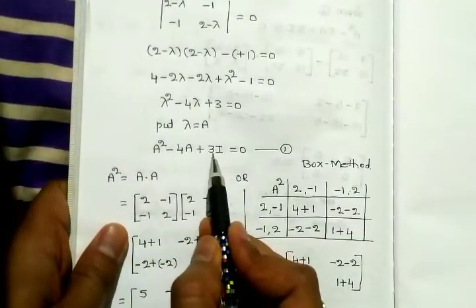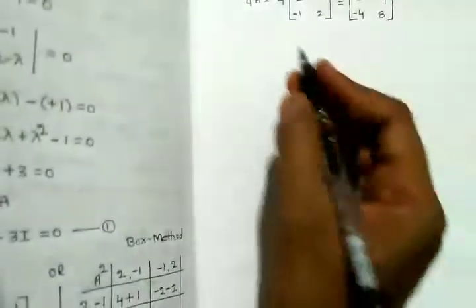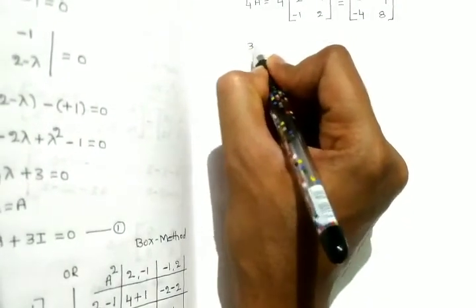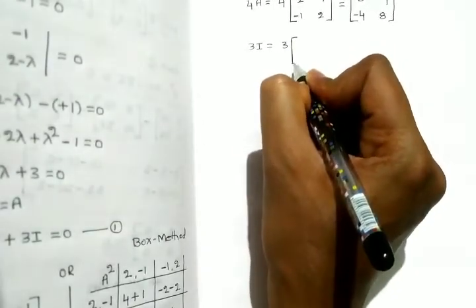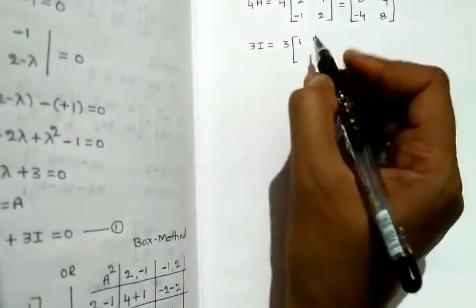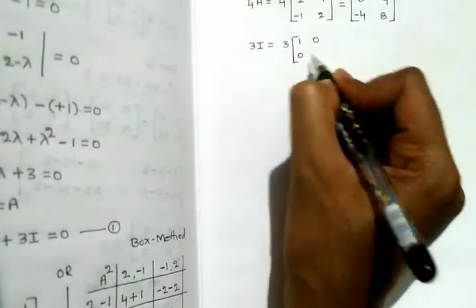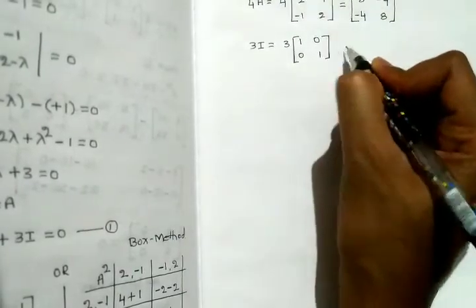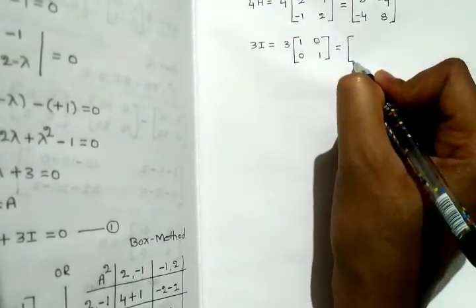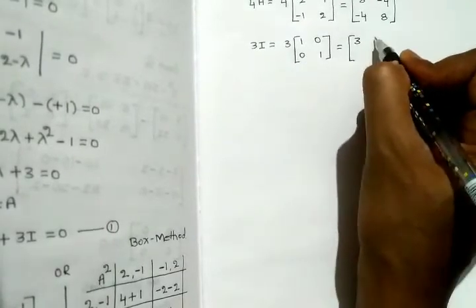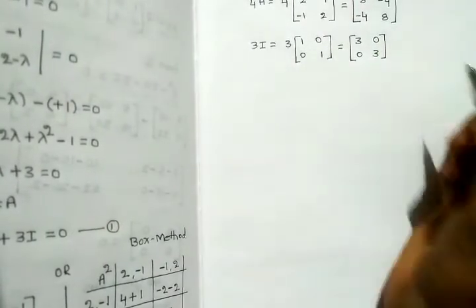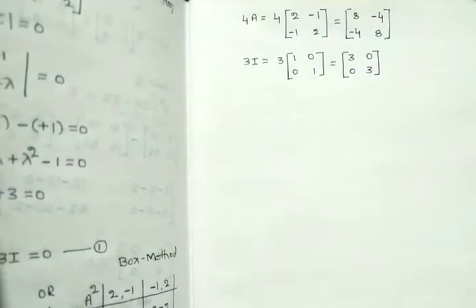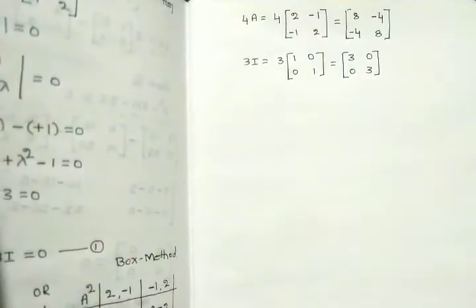And finally, which value you need to find out? 3I. So 3I equals 3 into the identity matrix, 1 0 0 1, which equals 3 into 1 is 3, 0, 0, 3. So you got all three values.